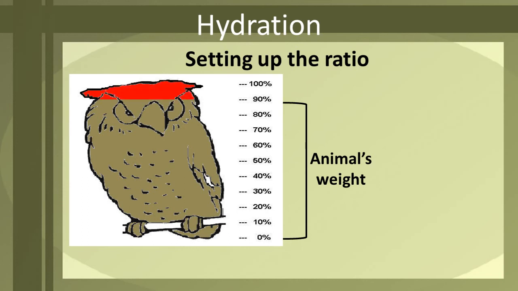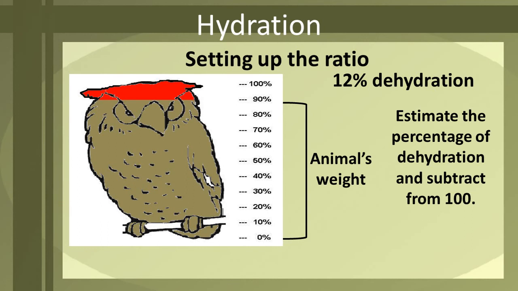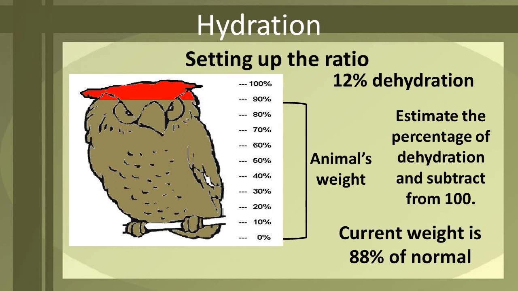Let's say an animal is 12% dehydrated. You want what is remaining. Take that estimate and subtract it from 100. You now have the animal's percentage of the normal body weight. With 12% dehydration, the animal is currently at 88% of its normal weight.